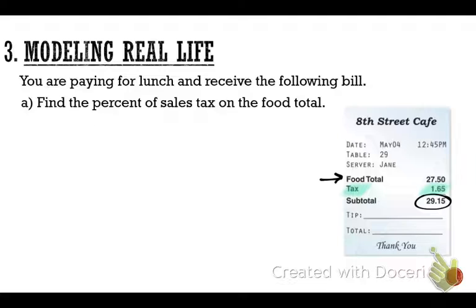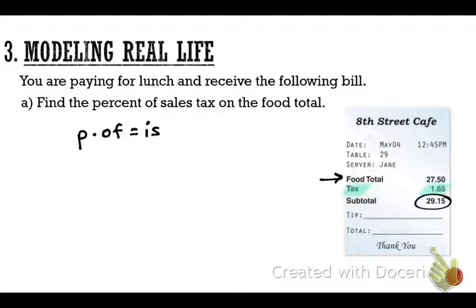This is what the question has asked us. Find the percent of sales tax on the food total. So they ate $27.50 worth of food, but they had to pay $1.65 for tax. We want to figure out what percent of their total bill they had to pay for tax. So we're going to use our percent equation as we've been using today. Guys, what's the percent equation? P times of equals is. Very good. P times of equals is.